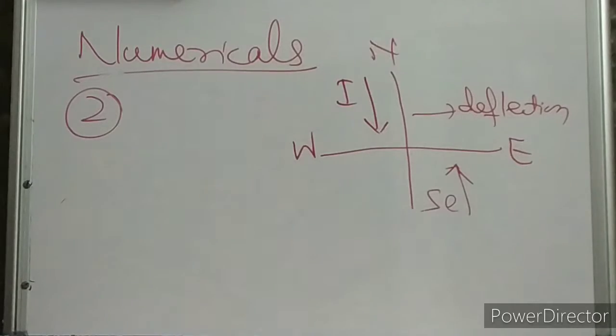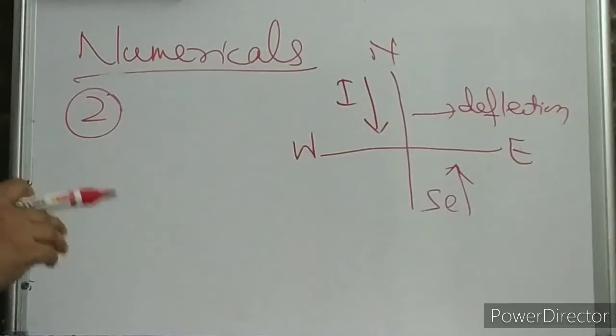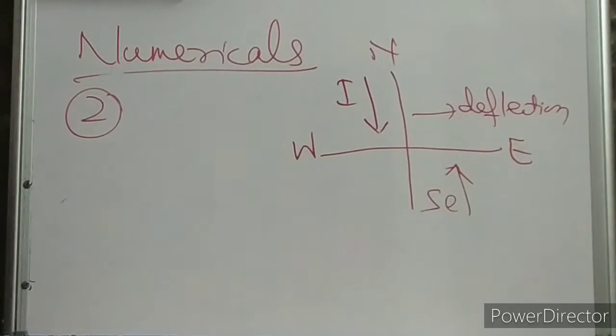Now deflection is given. Deflection means motion of the conductor, that force is given. This way the force is acting, that's why deflection is happening towards the right. So current is moving like this. You have to find the direction of the magnetic field. So first what we can do, we can use Fleming's left hand rule. How do you do it? Children, please try.